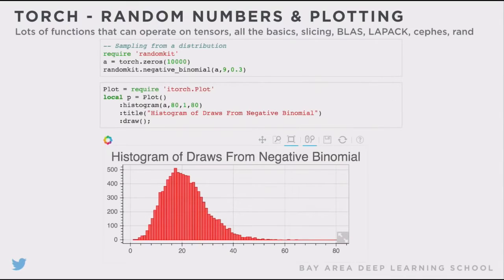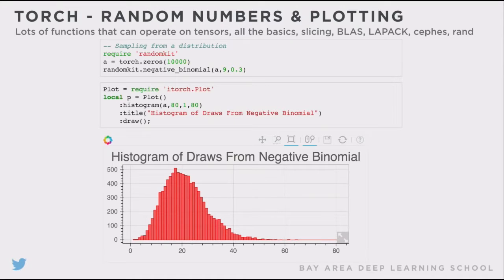And then Sumith, again, has wrapped the bokeh.js library, which is originally just for Python, but it provides really nice and beautiful plots in the iTorch notebook. And so we can draw random numbers from our favorite distributions and make nice histograms of these. So you can do nice data exploration in the iTorch notebook along with deep learning.